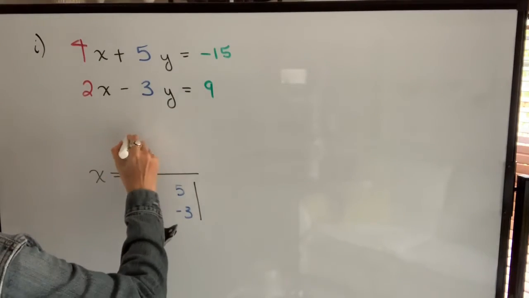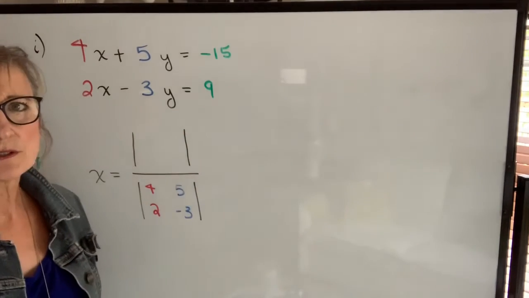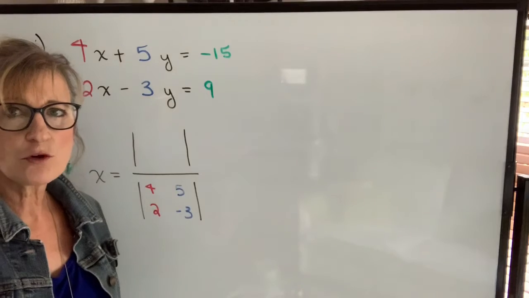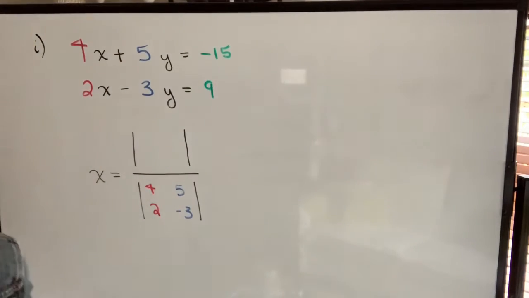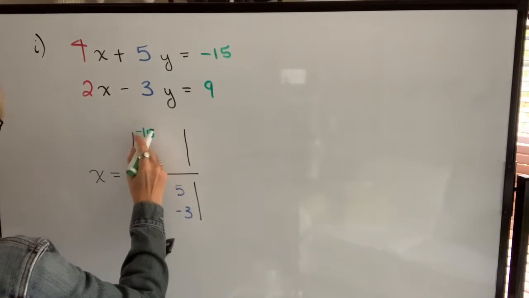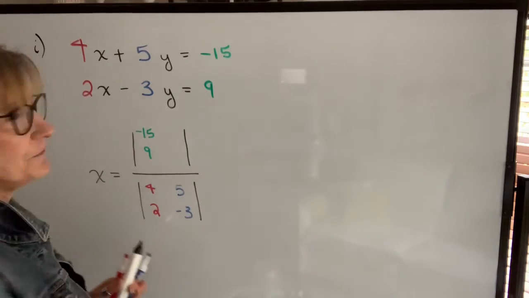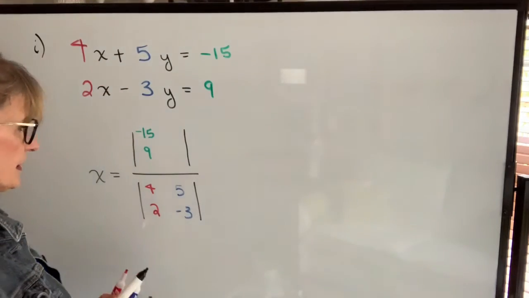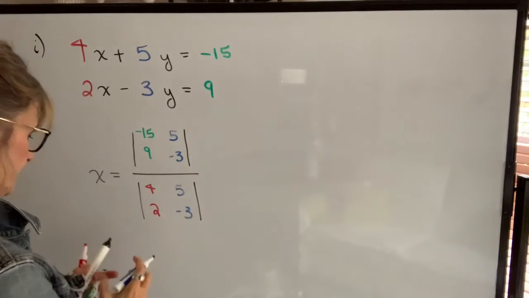The numerator for the solution for x will be a determinant, but we replace the coefficients for x with the constants. So in this example, I have -15 and 9. So I replace the coefficients of x, which are 4, 2, with -15, 9, and the rest of it stays the same. So I still have 5 and -3.